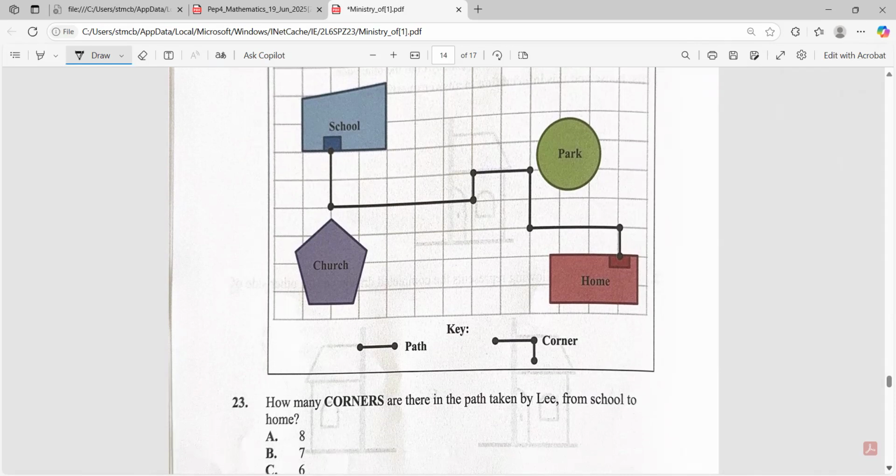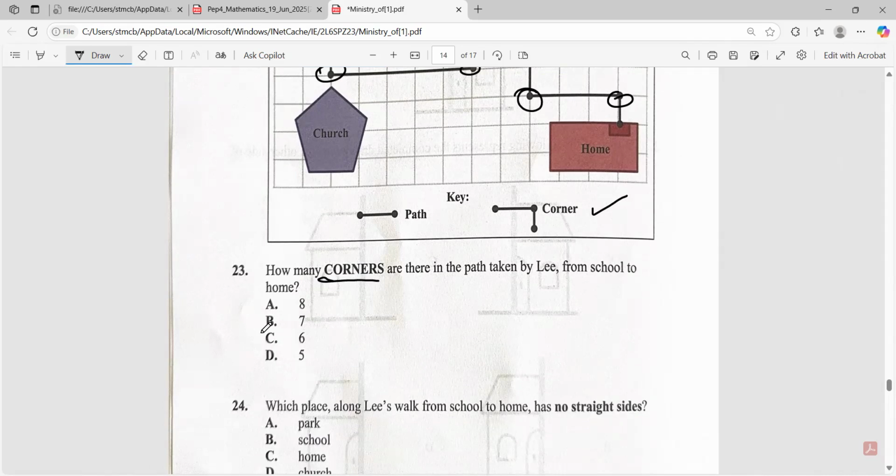How many corners are there in the path taken by Lee from school to home? So school to home. I mean corners though. That's not a corner, this one. So you go so. Oh, they call it a corner, you know. 1, 2, 3, 4, 5, 6. Oh, see, they give the key there. That's the first thing I always tell my students. Guys, look at the key. Yeah, guys, they give the key.